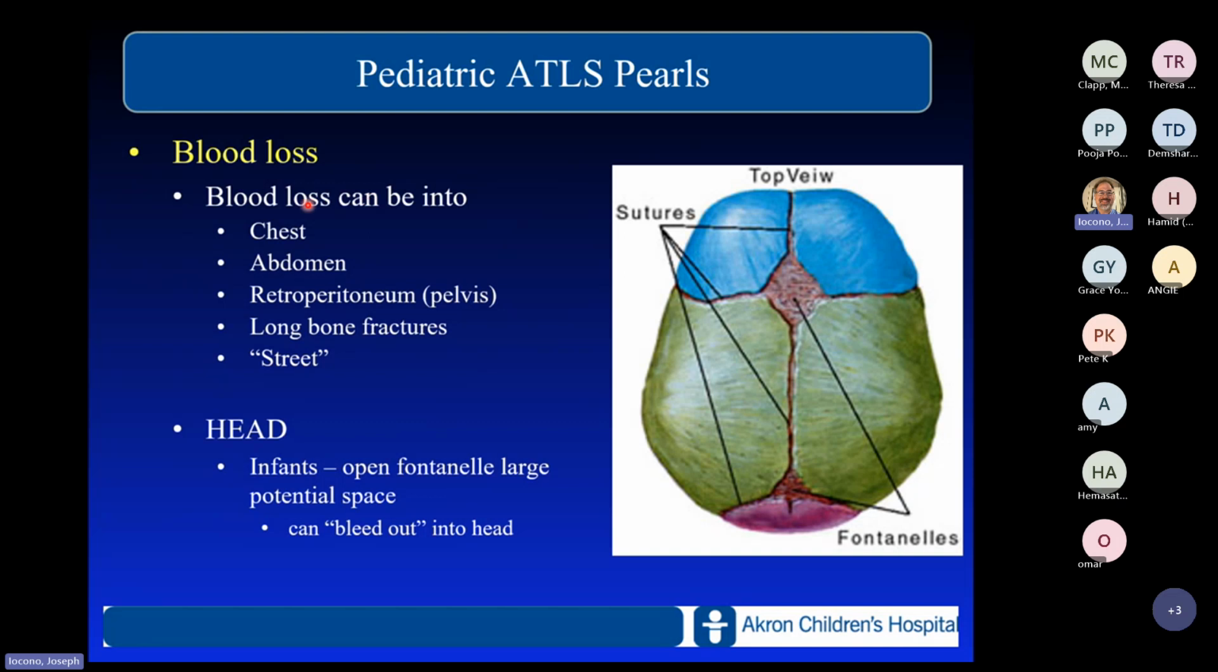Blood can be lost in 5 places in trauma: the chest, the abdomen, the retroperitoneum, more than 1 long bone fracture, or the street. In infants, you can also bleed out in the head, as long as you have a fontanelle. So babies can have grade 3 or 4 hemorrhagic shock with just a head injury.